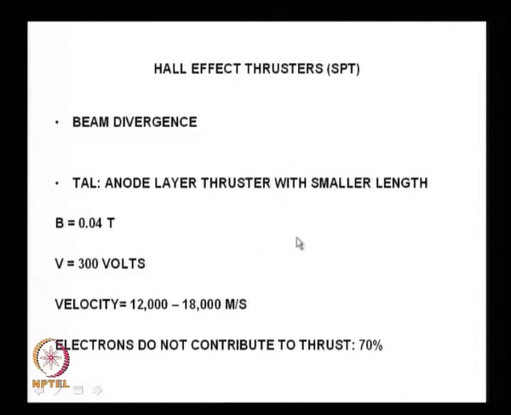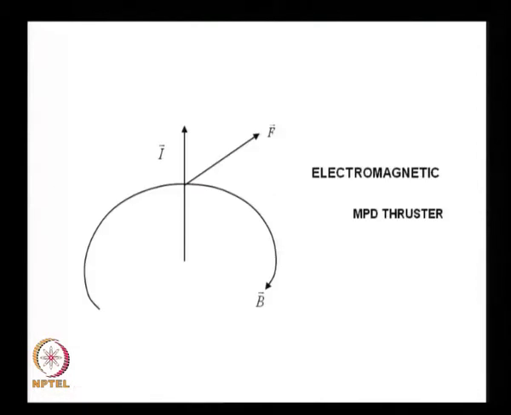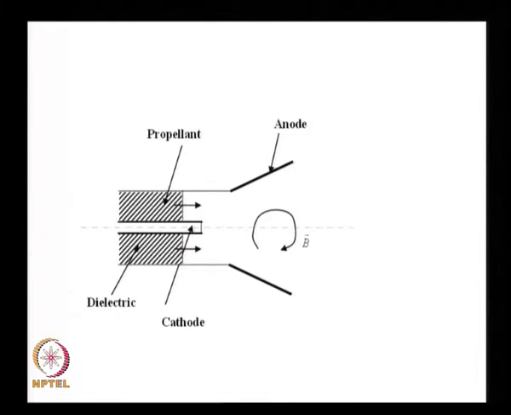Well, we have considered this. I said 0.1, the field is around 0.04 Tesla, voltage around 300 volts, we get around 15,000 meters per second, and we said since the electrons are just spiraling, they do not contribute to thrust, the efficiency is low, around 70%. Well, we considered the electromagnetic thrusters, and this is an electromagnetic thruster.